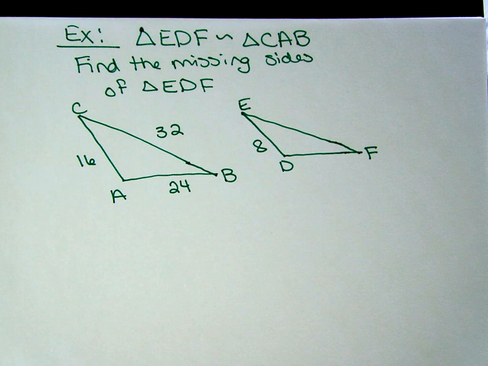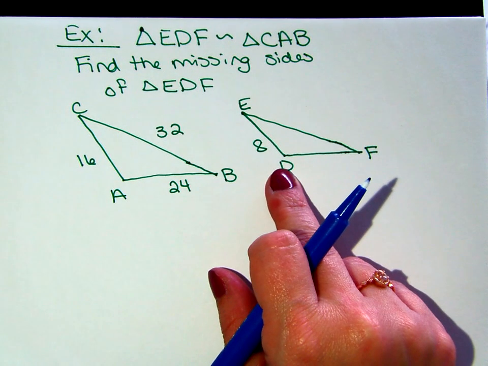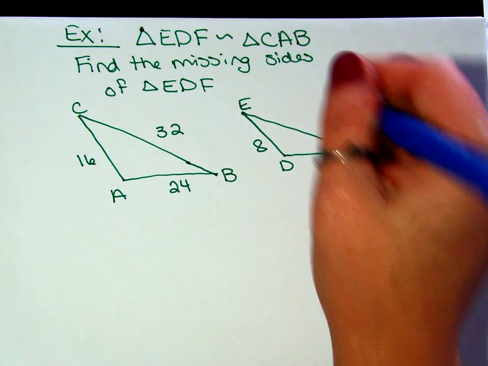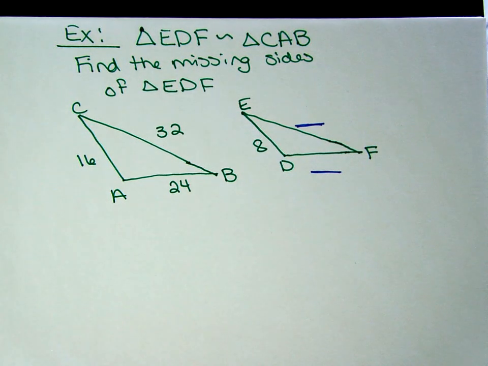I'm going to assume we can't figure it out just by looking at the picture. Notice they give us all the sides on one triangle, and they gave us one side on the smaller one. What we need to find is what this side is and what this side is. So we're going to use the information of our bigger triangle to help us.